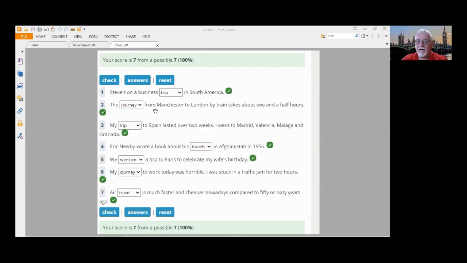The journey from Manchester to London by train takes about 2.5 hours. So in this case, journey is also being used as a noun. My trip to Spain lasted over 2 weeks. I went, past tense, to Madrid, Valencia, Malaga, and Granada.